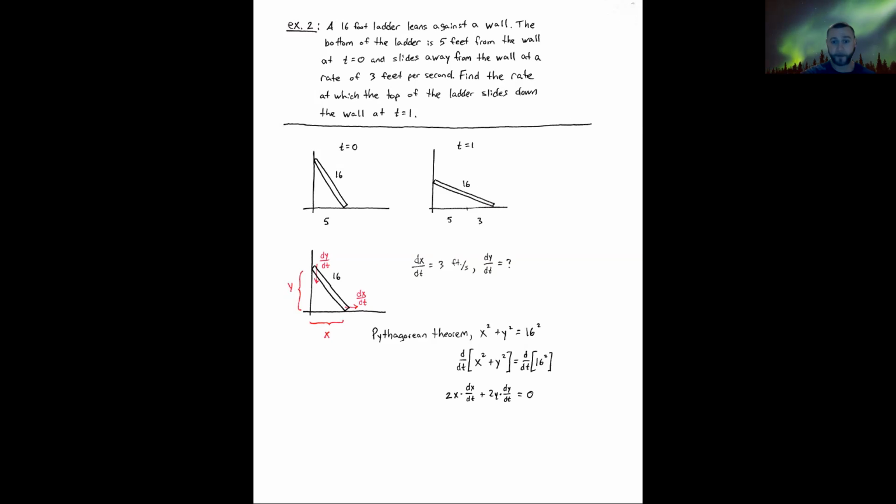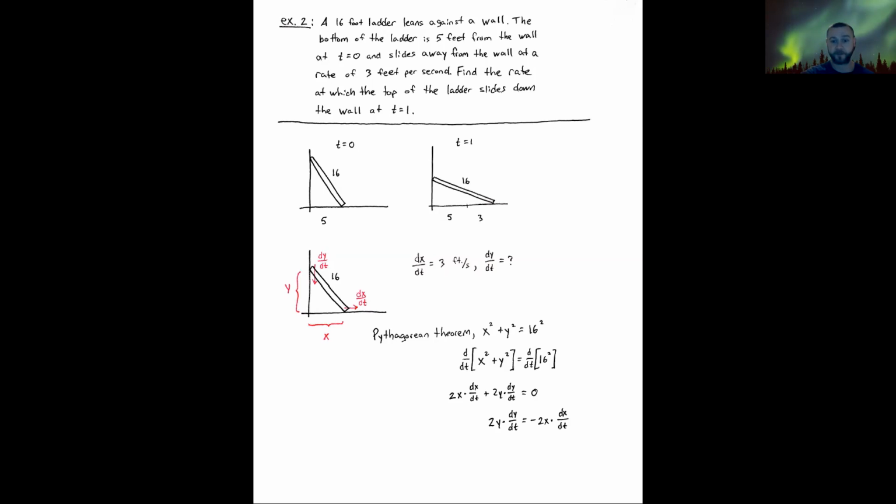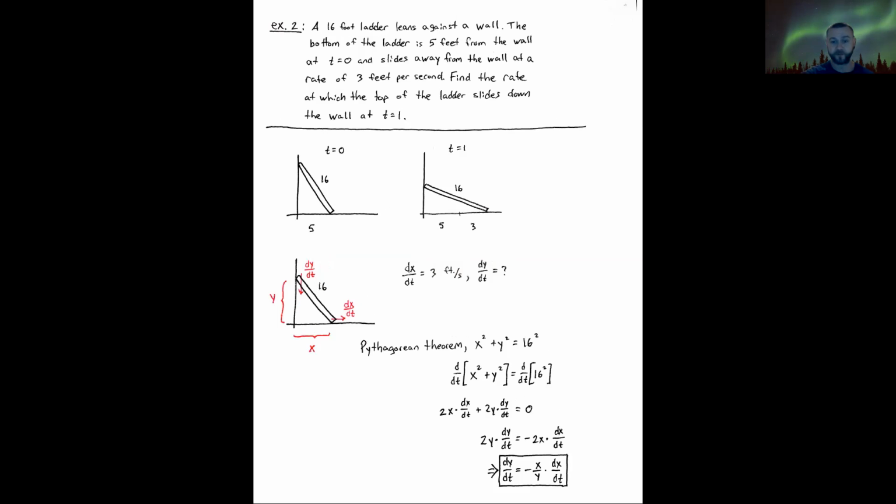And basically from here, we know what the value of dx over dt is. We're given that in the question, 3 feet per second. We now want to solve for what dy over dt is. Here we can do that in 2 steps. Subtract, and then divide by 2y. And if we do that, we get this expression for that derivative, dy over dt, negative x over y times dx over dt.